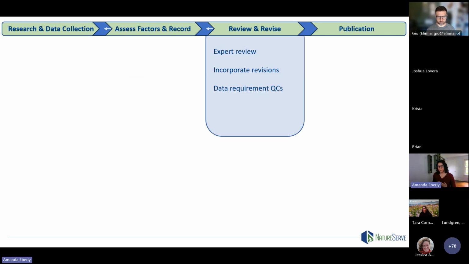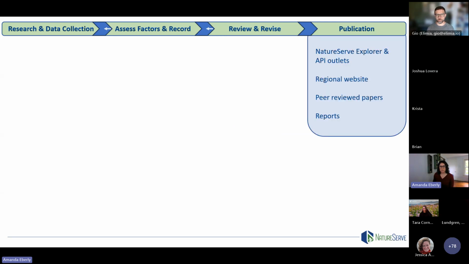And after getting through those stages, there's typically some level of review, either content methodology focused or content focused on the species itself. And those revisions may result in going back to the beginning and doing additional research or reassessing factors before finalizing the assessment for publication. And for global assessments, that's NatureServe Explorer and our API outlets. But at the subnational level, that might be regional websites, and of course, maybe peer-reviewed papers or reports.